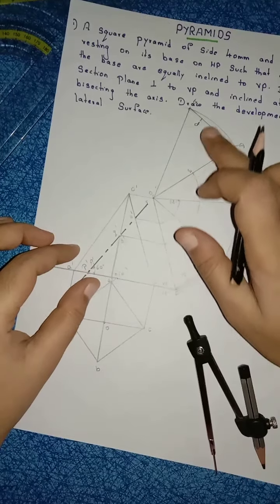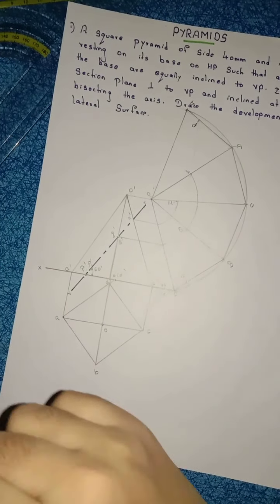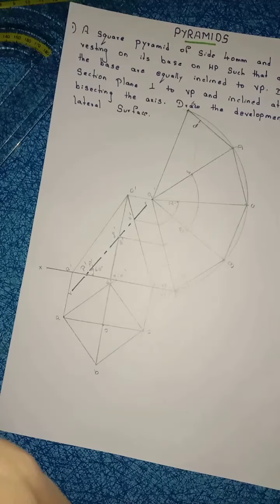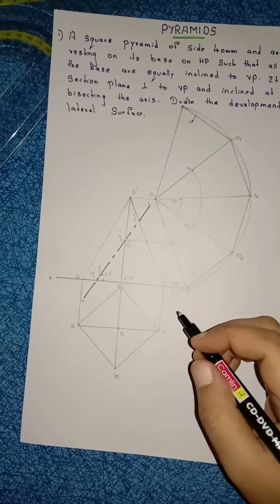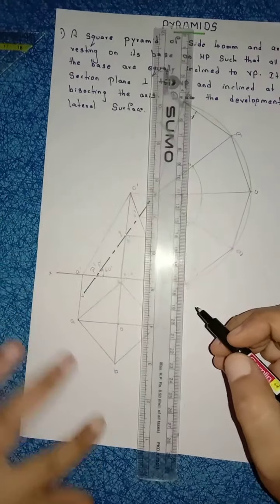P, Q, R, S, P. Right? Now, this is the development of your square pyramid. How you have to construct with the help of a scale.